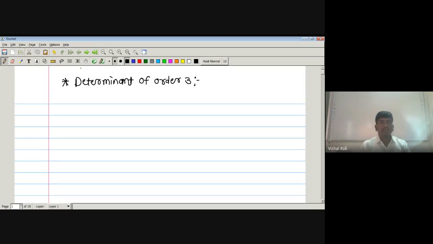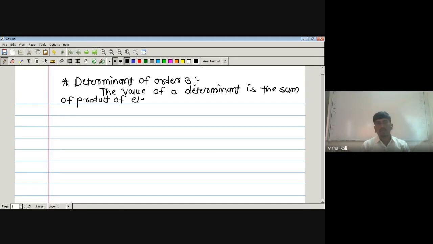So the value of a determinant is the sum of the product of elements of a row or column with their corresponding cofactors.